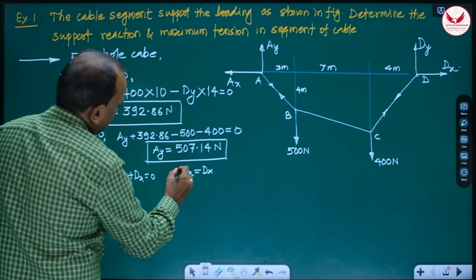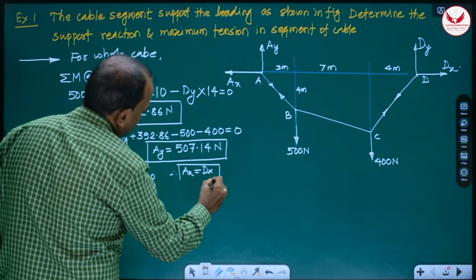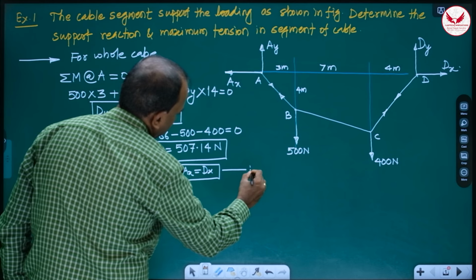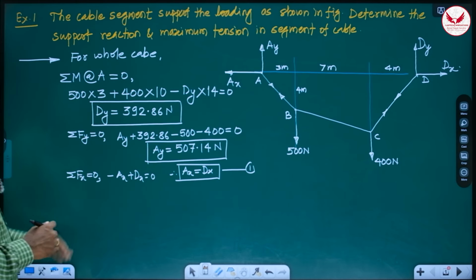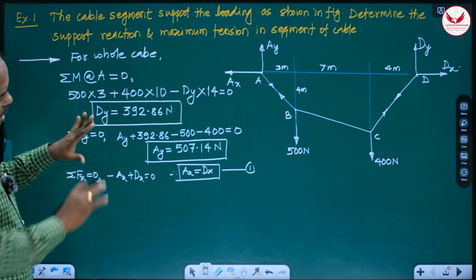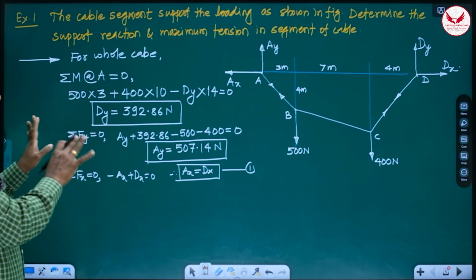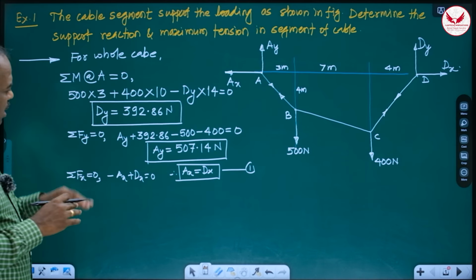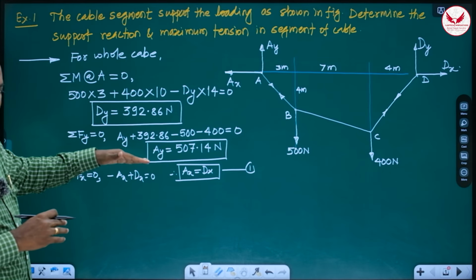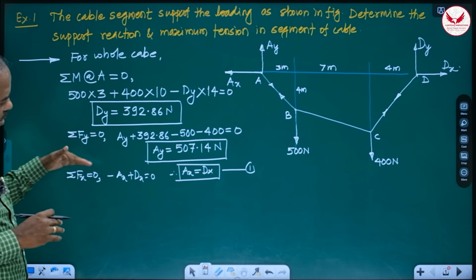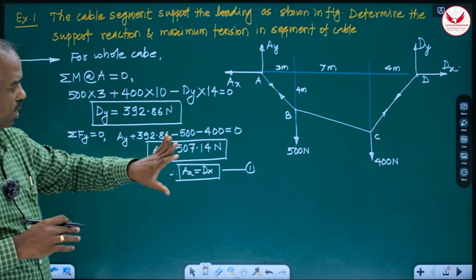Means the X component of the reaction at A and B is the same in this case. Let us consider this as equation 1. Always remember these steps. Consider the whole cable, use summation M, and you will get one reaction. Then use summation Fy, and you will get another reaction. And if you use summation Fx, you will get the relation between the two reaction components.